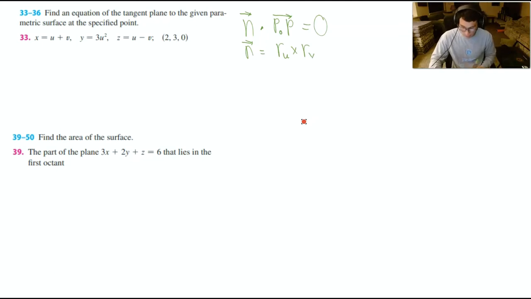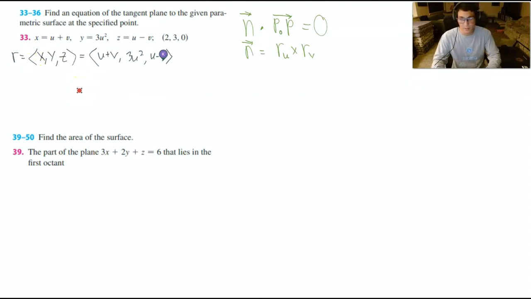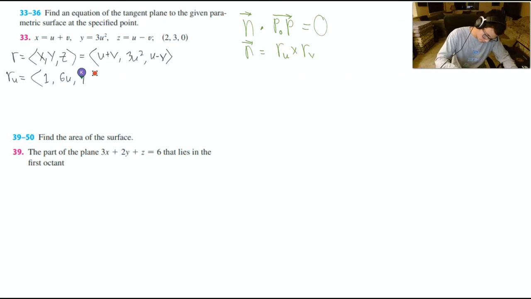So first let's actually define what r is in this case. Well, r is (x, y, z). If you want to write it using just u and v, they very nicely can do that. So it's (u plus v, 3u squared, u minus v). Then if you take r with respect to u, what do you get? It'll be (1, 6u, 1). And you take r with respect to v, what do you get? You get (1, 0, negative 1).